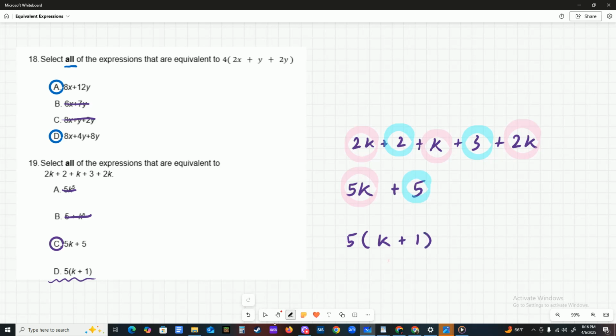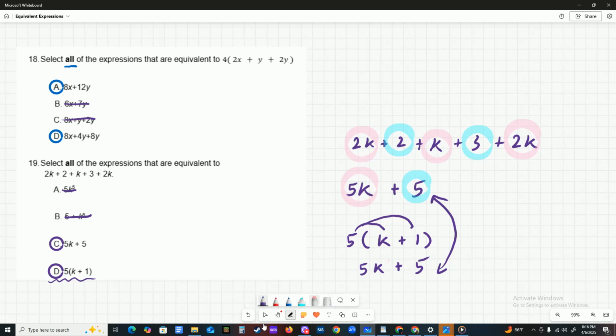Well, how do we know if these are the same? Let's use the distributive property like we did on number 18. So we have 5 times k plus 5 times 1. Well, 5 times k is just 5k, plus, because of the plus sign, don't forget that, plus. Well, what's 5 times 1? That's 5. Hey, look at that. They're the same thing. So that means that D is also an answer. Good job.